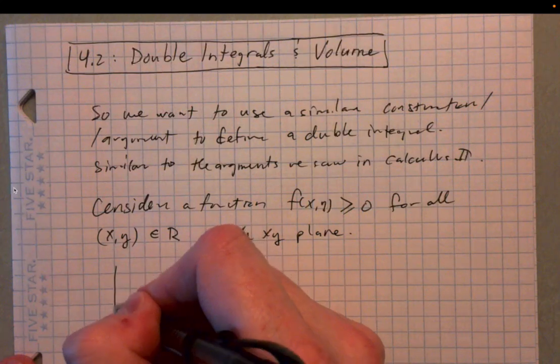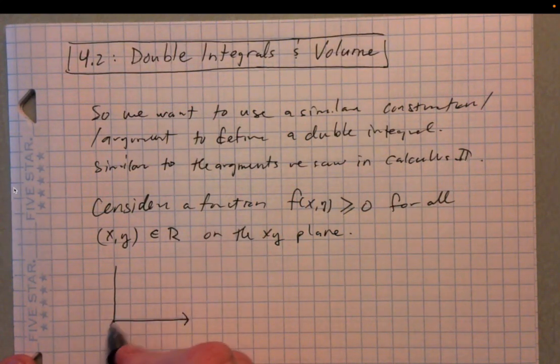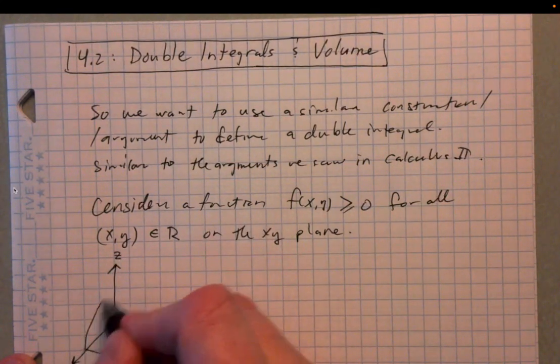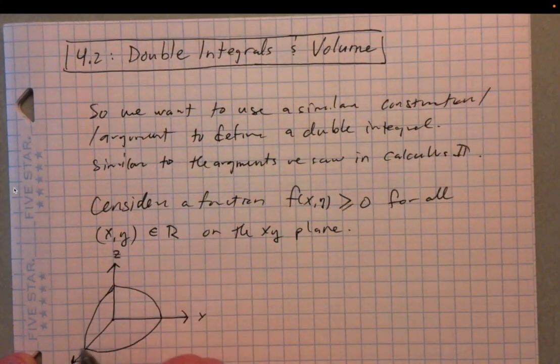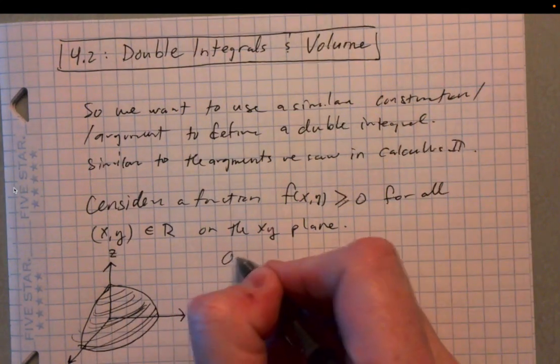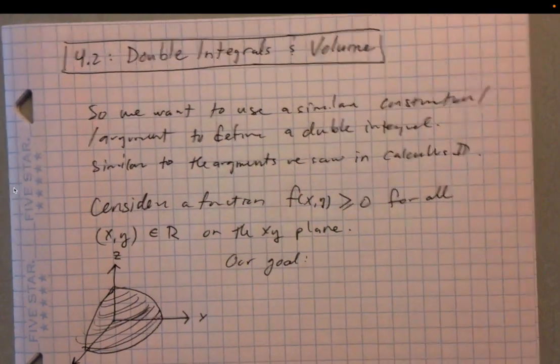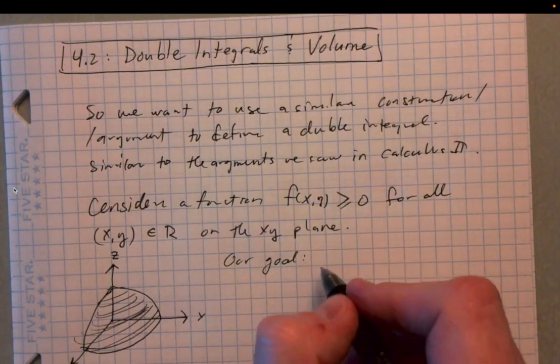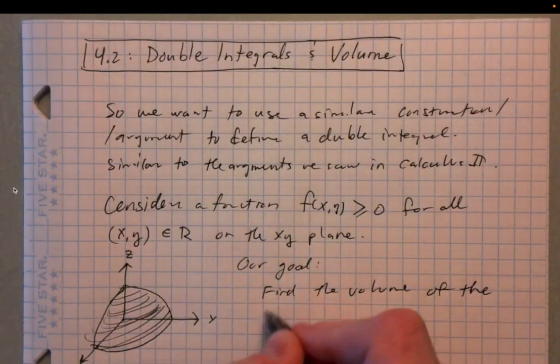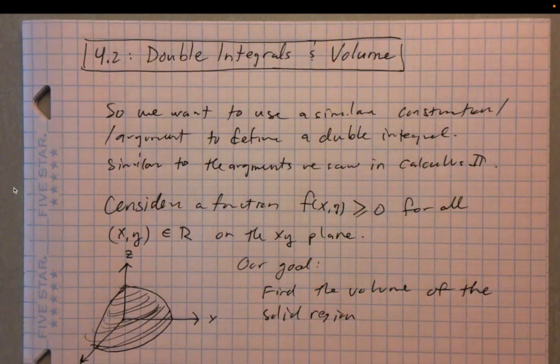So here's our xyz plane. We're going to have some region in the xy plane. These are our y's, these are our x's, and up here are our z's. Some region of interest, and that region of interest is going to produce a surface. It could look like this, for example. Our goal is going to be to find the volume of the solid region that's going to lie between this surface and the xy plane.